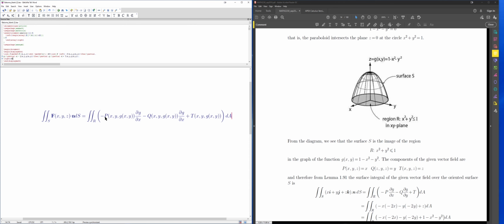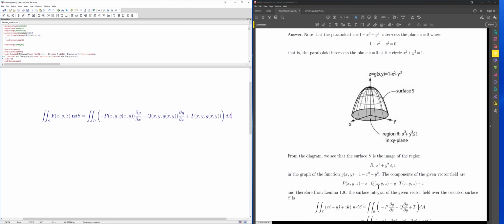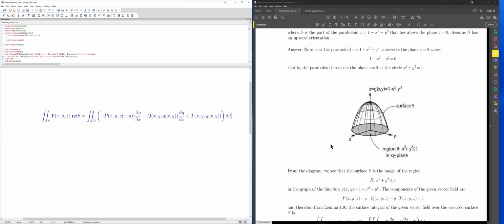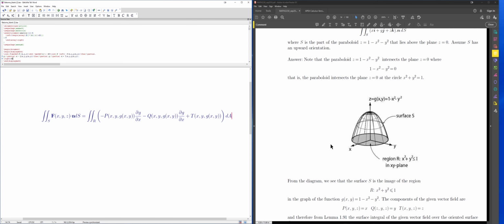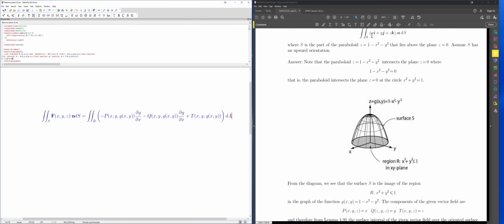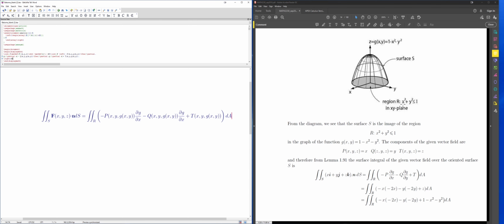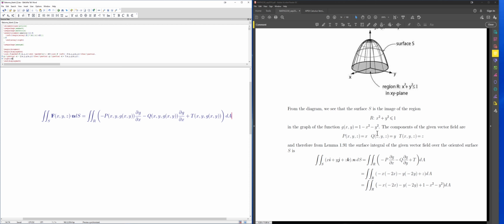The functions P, Q, and T are coming from your given vector field, and your given vector field is x, y, z. So the capital P is equal to x, the capital Q is equal to y, and the capital T is equal to z here. For each of these, the capital P, the capital Q, and the capital T, when you're working with this formula, you'll keep the x and the y.